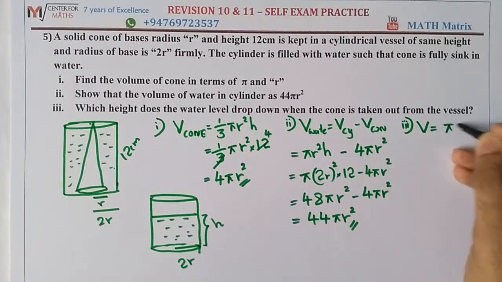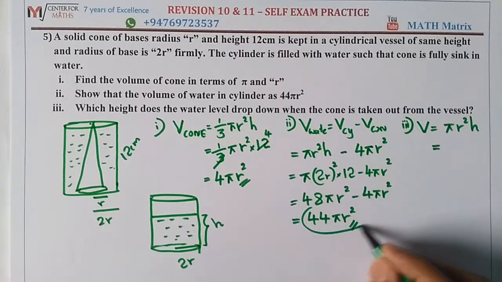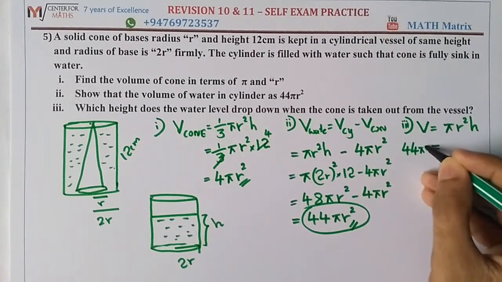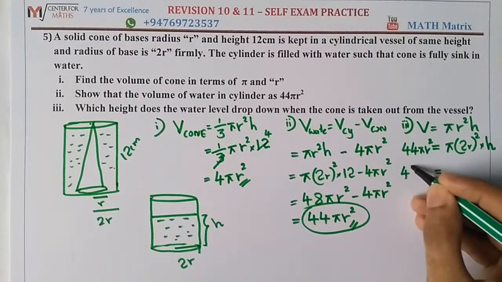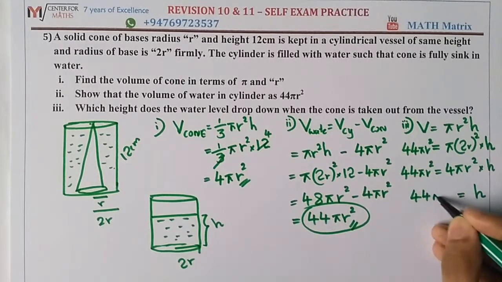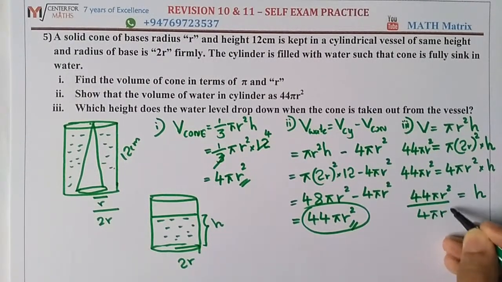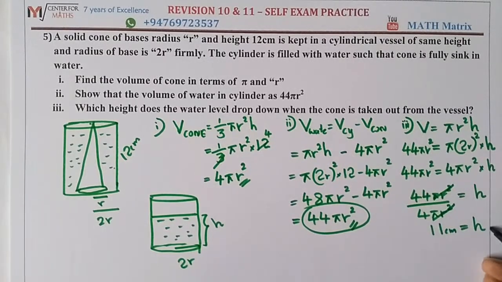So we'll substitute. Volume of the water equals pi r squared h, we can directly take the volume of the cylinder. The volume of the water is 44 pi r squared, so we mark that first. Pi, just let it be, and the radius is 2r, within brackets, and the height we don't know, so we have to find the height this time. 2 squared is 4, so 4 pi r squared into height. Now I take this whole to the left side, and there will be division. Pi r squared cancels with pi r squared. 44 divided by 4 is 11 centimeters.